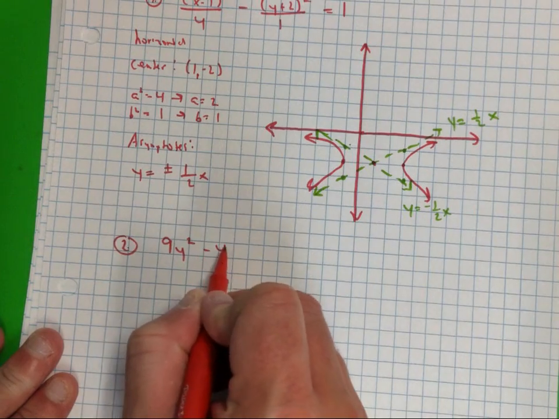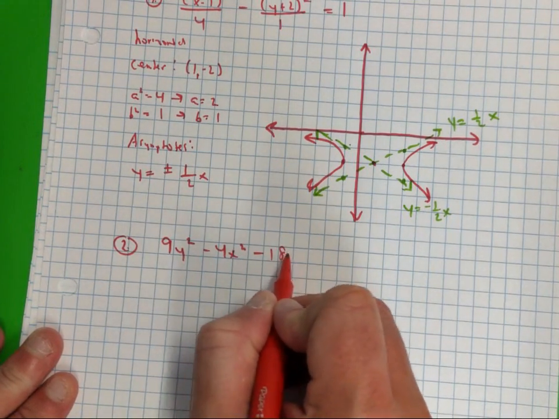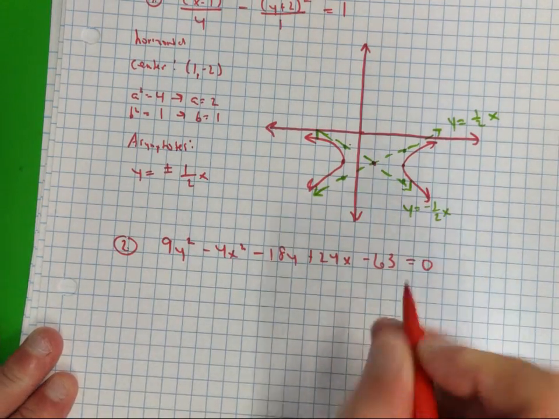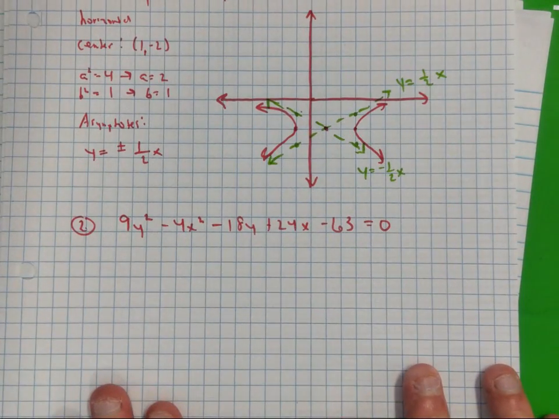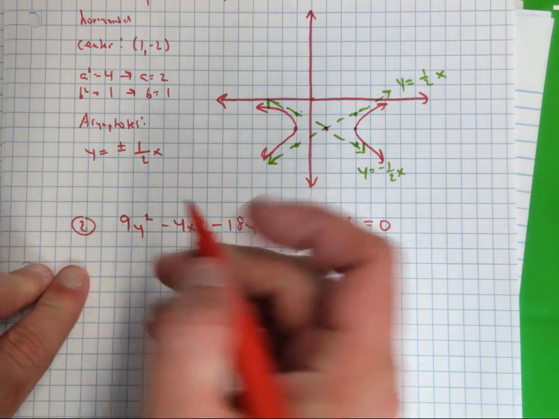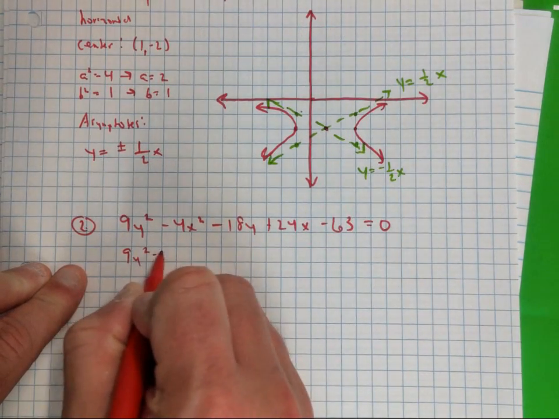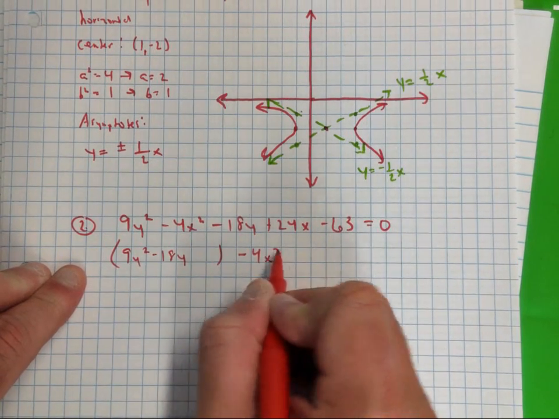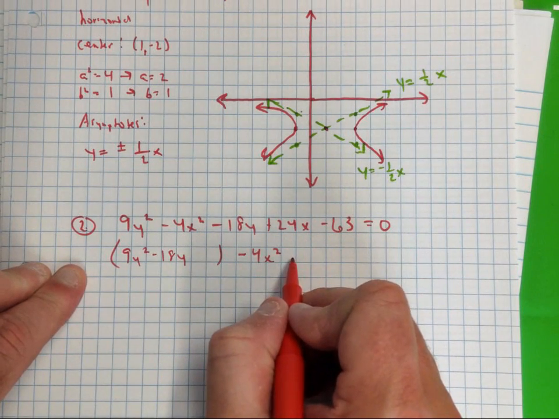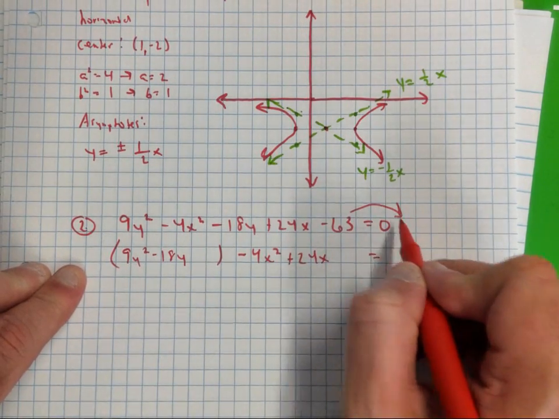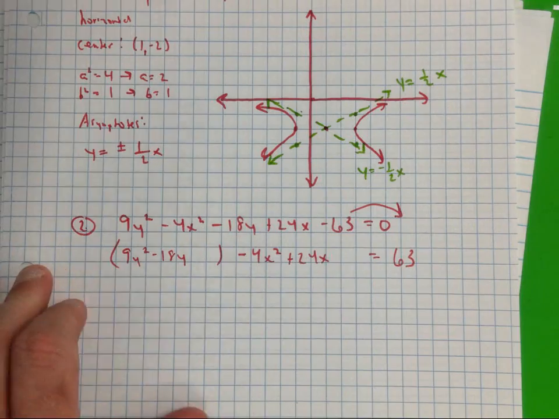9y squared minus 4x squared minus 18y plus 24x minus 63 equals 0. Well, we can tell this is nowhere near standard form, so we need to clean it up a little bit. Now, the y squared comes first. I know I'm going to leave y starting here, so I'm going to group my y's. 9y squared minus 18y minus 4x squared plus 24x equals, I'm going to move this over, it's going to become a positive 63.